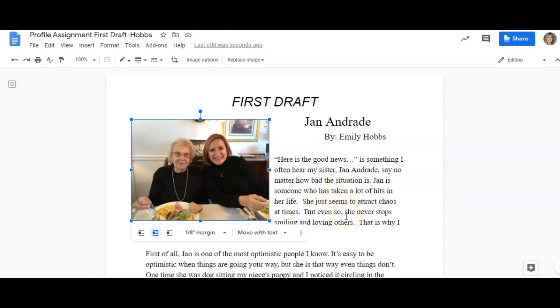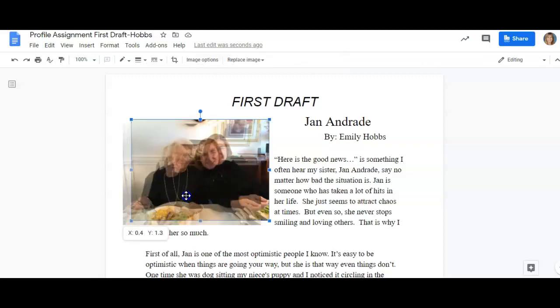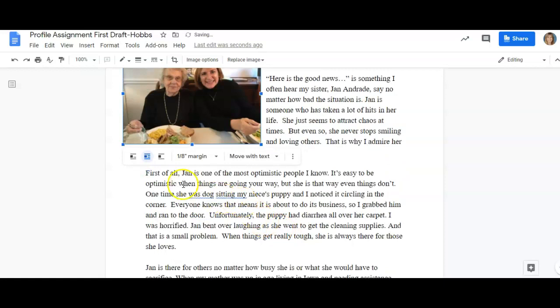So I started by saying, "Here's the good news," is something I often hear my sister Jan Andrade say, no matter how bad the situation is. Jan is someone who has taken a lot of hits in her life. She seems to attract chaos at times, but even so, she never stops smiling and loving others. That is why I admire her. First of all, Jan, and so this is my introduction, and I tried to use a quote.